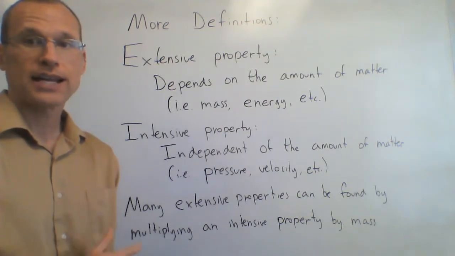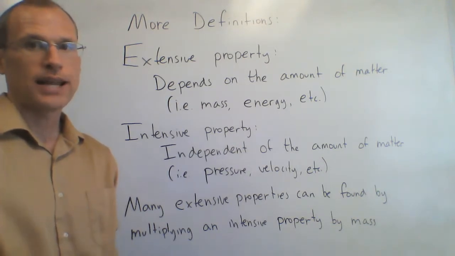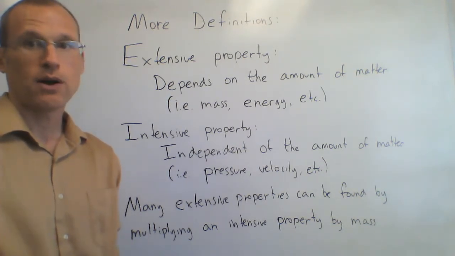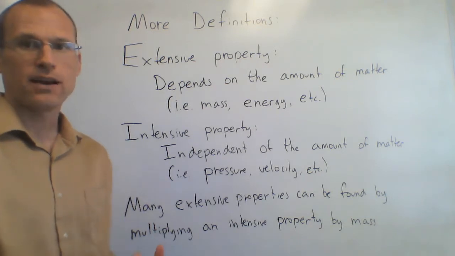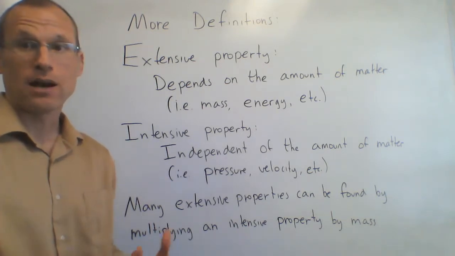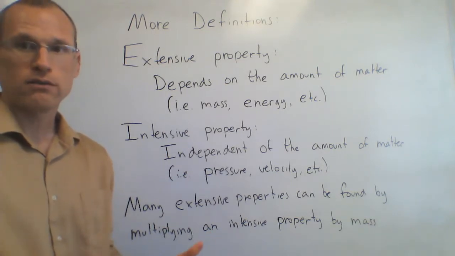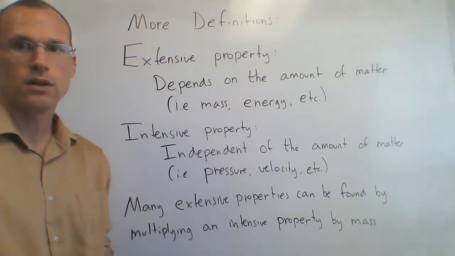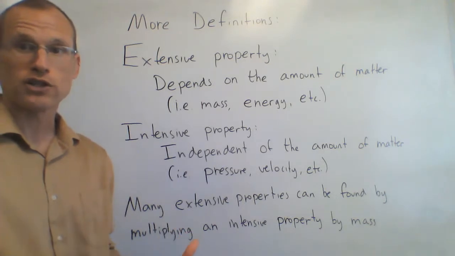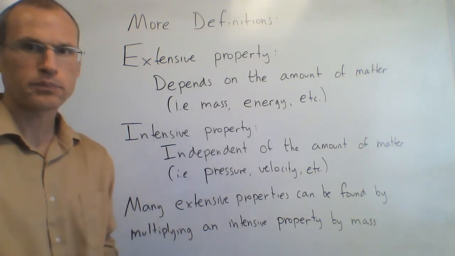Other definitions are extensive and intensive properties. So an extensive property depends on the amount of matter, the amount of stuff I have. So something like mass is going to depend on how much stuff I have. The more stuff I have, the more mass it's going to have. Energy depends on that as well. Bigger something is, more energy it's going to have in terms of kinetic energy.